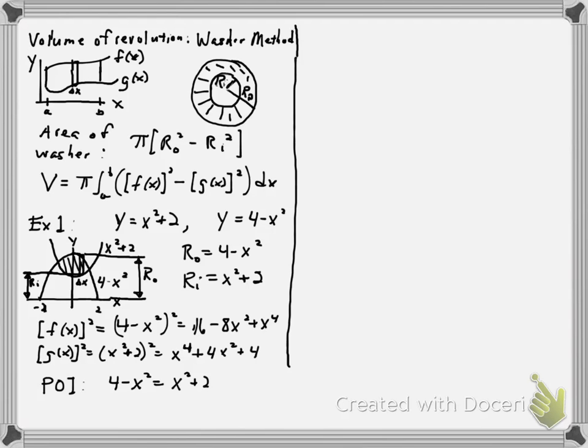So if we rearrange things, this turns into the equation 2x squared minus 2 equals 0. And so if we solve this equation, we get x equals plus and minus 1. So those will be the limits of integration. And so now if we put all these pieces together into our formula, remember, here is our formula for volume.